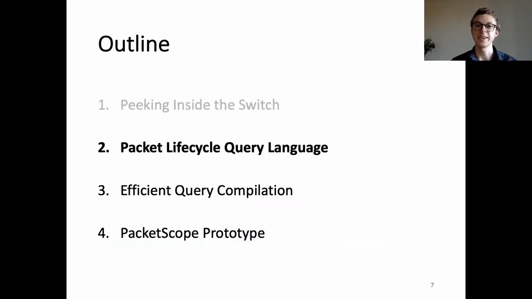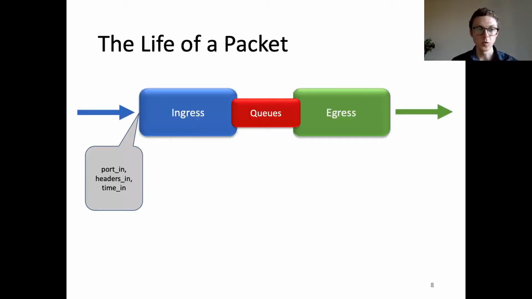Now, let me talk about the query language of PacketScope and how it helps us represent the full life of a packet within a switch. So when a packet first arrives at a switch, the switch learns what port it entered on, its initial header values, as well as the timestamp. The packet then moves through ingress processing, where it may have its header values modified, and it may get marked for drop by an access control list rule.